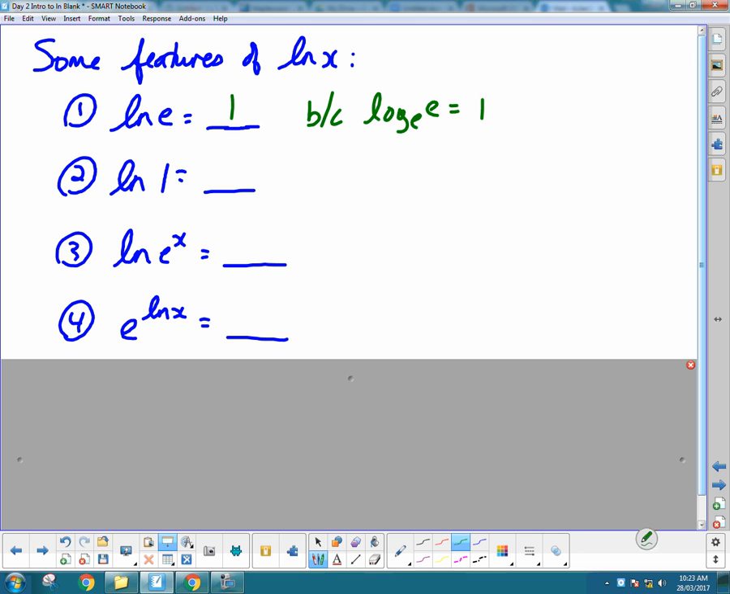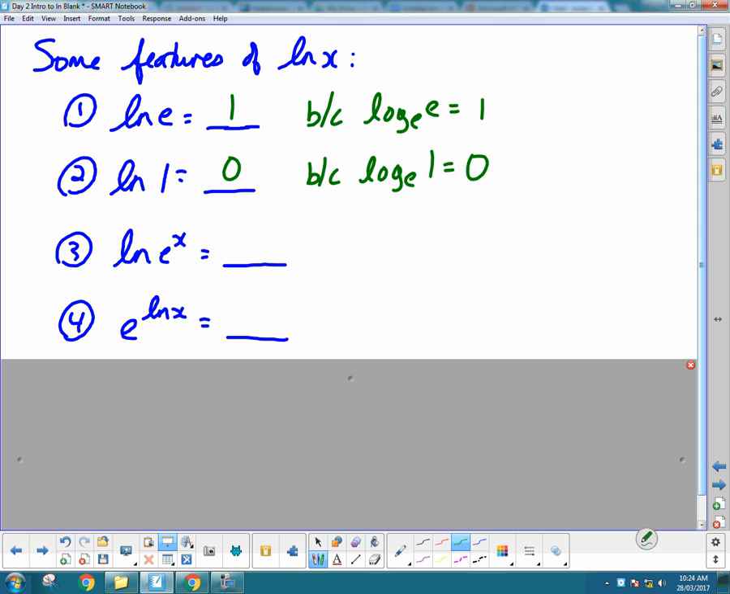Same with this. This is ln 1. Again, remember ln just means log base e. It's got a special name. So this means what exponent do you put on e to get 1? We know that's 0. So ln of 1 is 0.